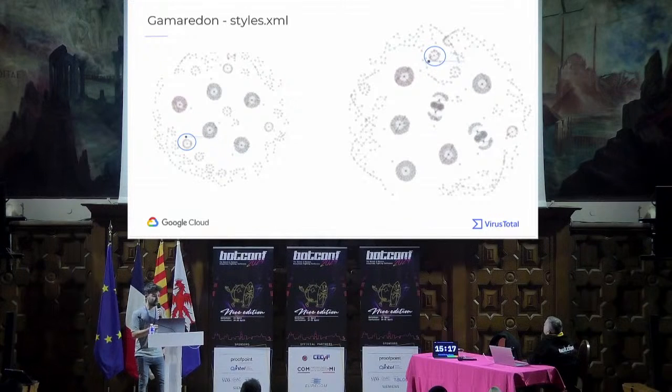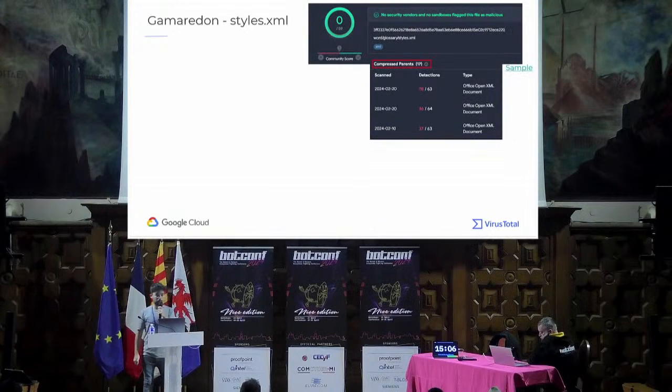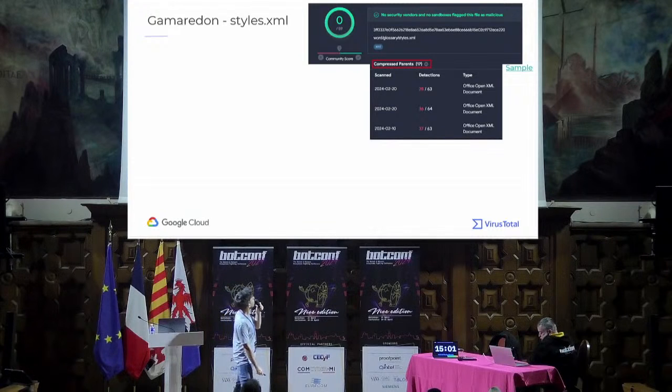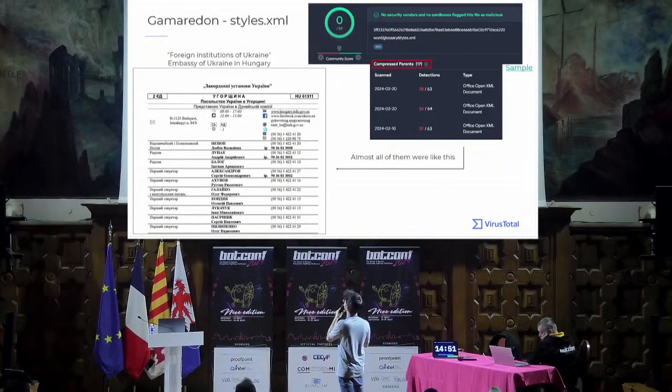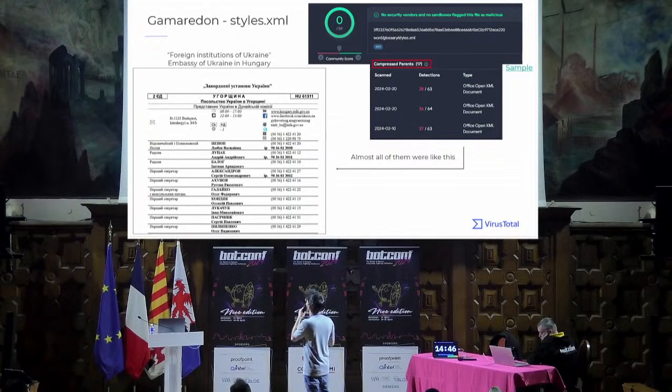So we are going to focus especially on this one, just to give you another example of how, instead of using images to do pivoting, you can use the styles to do the pivoting. This is a style related to Gamaredon, and it contains 17 compressed patterns. All of them are Word documents, and if we take a look at the Word documents that are sharing the same styles, we are going to see that all of them, or almost all of them, have this specific format. And this document is related to the Embassy of Ukraine in Hungary.